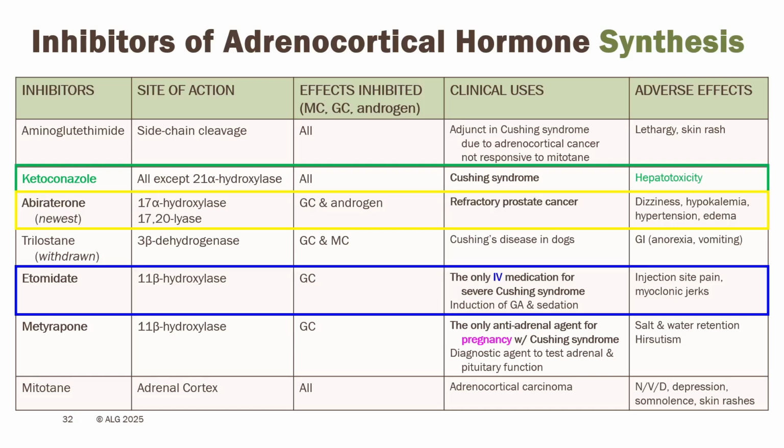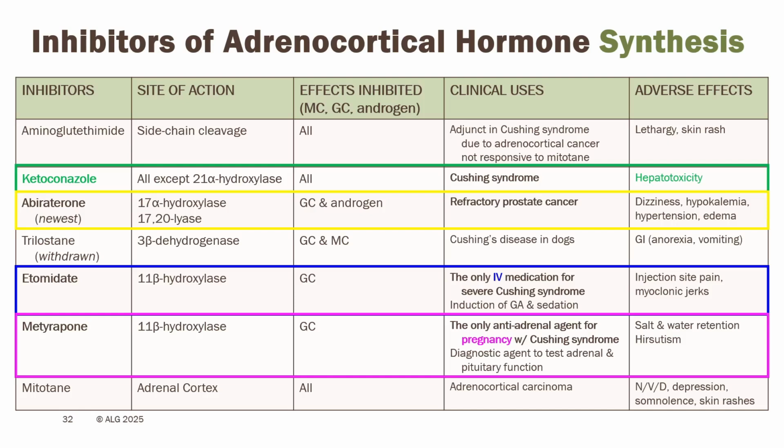Etomidate is the only IV medication available in the treatment of severe Cushing syndrome. It is also used for induction of general anesthesia and sedation. Metyrapone is the only adrenal inhibiting medication that can be administered to pregnant women with Cushing syndrome. You can imagine Tyra being a pregnant woman with Cushing syndrome.